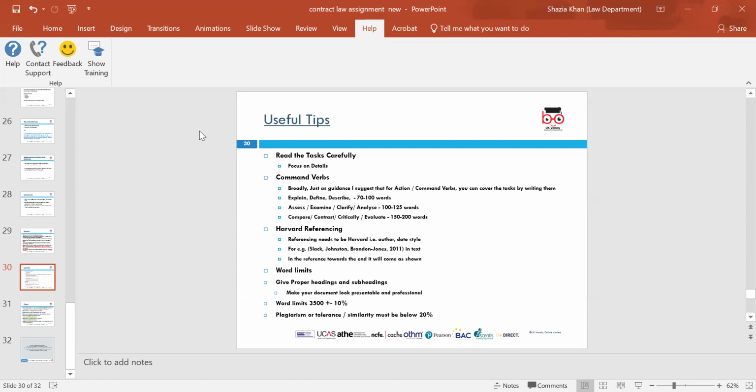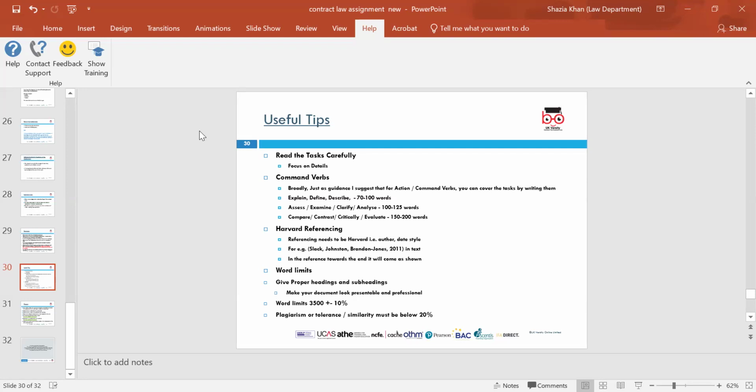Harvard referencing, again going back to the importance of references, we've reiterated this throughout the assignment. Referencing needs to be in the Harvard system, so for example, the author and date style. For example, Slack, Johnston, Brandon Jones, 2011, in the text. So in the assignment, you would write that. Then you would write the full citation towards the end, in references, as shown. So in the end, you would write the full details: where you've got the book from, the publisher, the year.